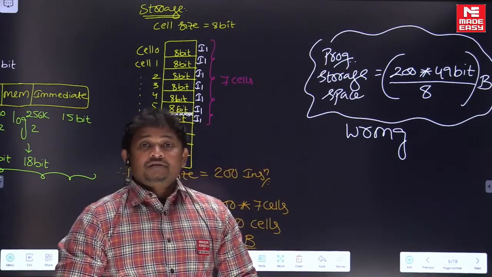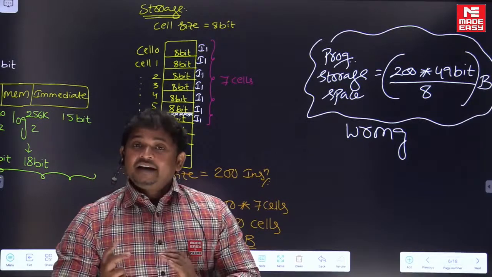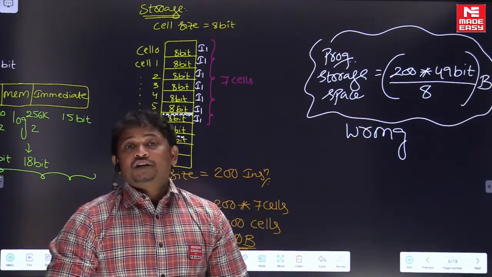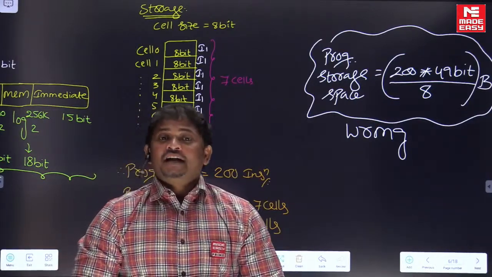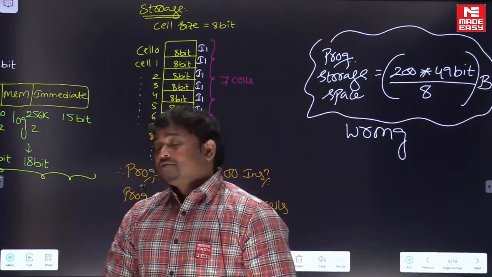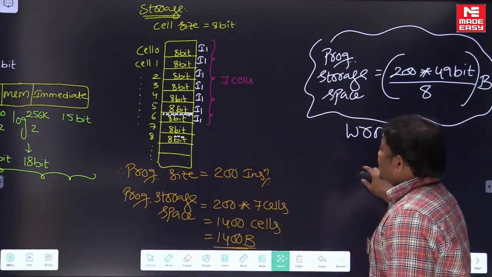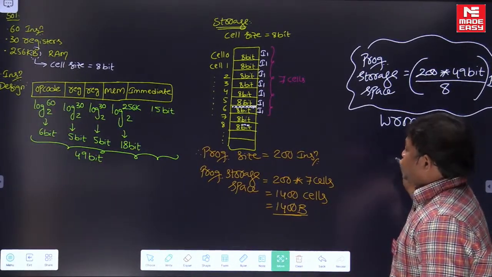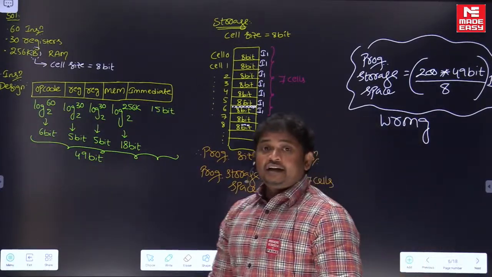Okay, don't do that. The memory is given as byte addressable, so the cell size is 8 bits. That's what our answer should be, 1400 bytes. Okay students, I hope you understand. So read the questions carefully and interpret the logic. The answer is 1400 bytes.